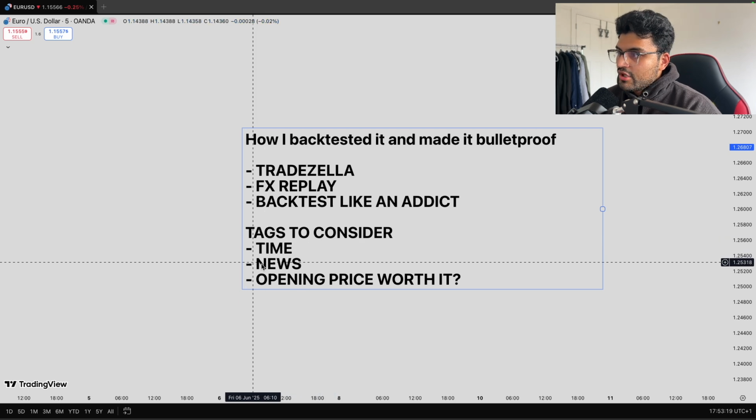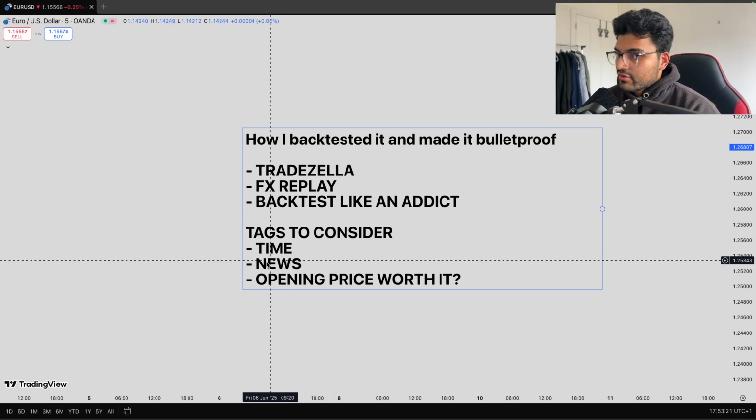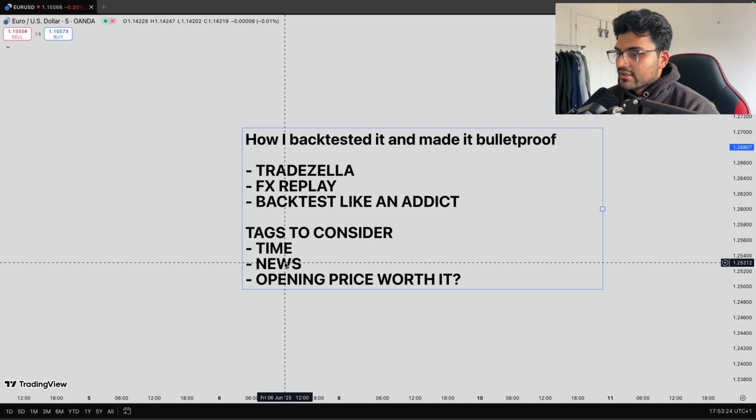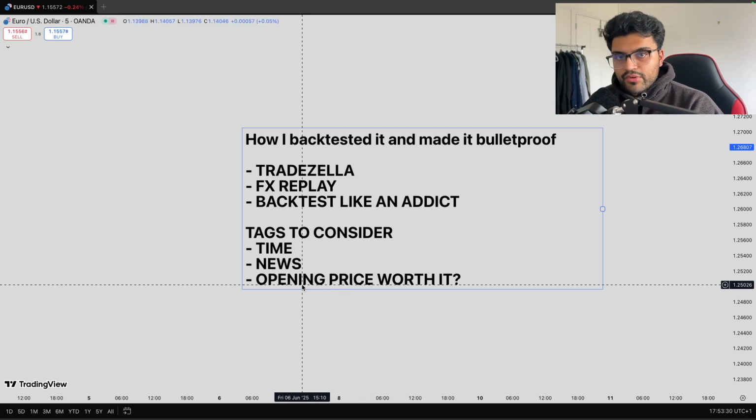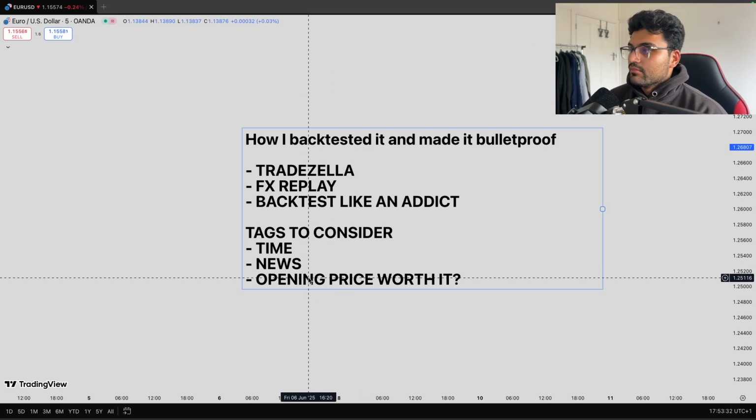So time, news: literally use Forex Factory and note down whichever news it was. Things like ADP, NFP, CPI, you get the gist. Then also, is the opening price worth it? See your trades and the way you trade, and see that when I'm respecting the opening price, like buying below and selling above, is it even worth it? Is it worth me even considering the opening price?